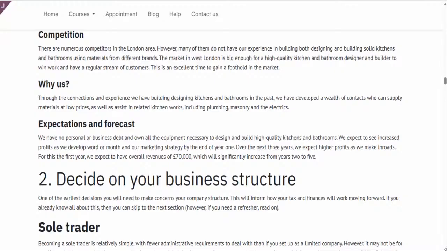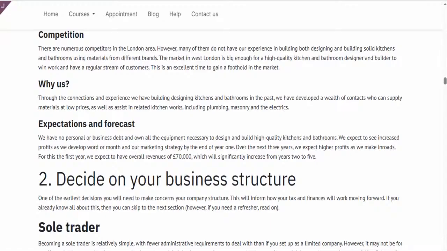Expectations and forecast: we have no personal or business debt and own all the equipment necessary to design and build high-quality kitchens and bathrooms. We expect to see increased profits as we develop word of mouth and our marketing strategy by the end of year 1. Over the next 3 years, we expect higher profits as we make inroads. For the first year, we expect to have overall revenues of £70,000, which will significantly increase from years 2 to 5.